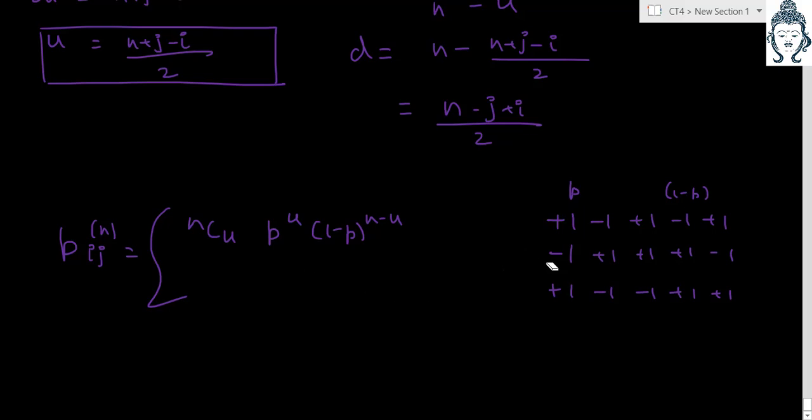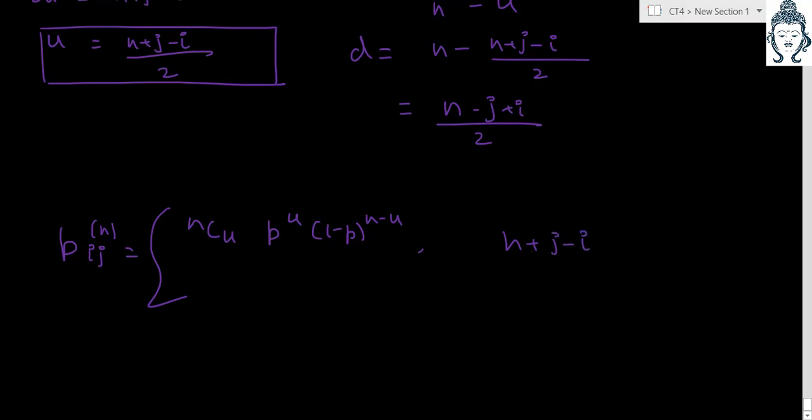And this is how you can calculate the probability of getting from i to j in n steps. But this would only be true if U is an integer, because the number of steps will have to be an integer number of steps. You cannot have 7.5 or 6.2 steps, right? So this will have to be an integer. That means n plus j minus i will have to be even.